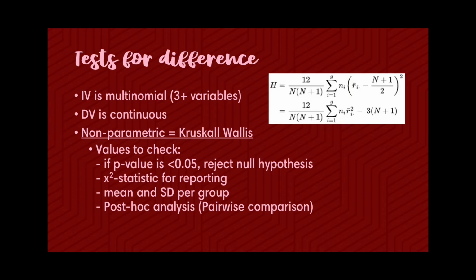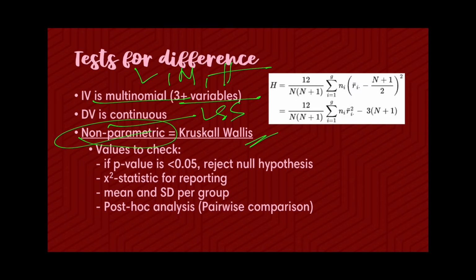And then we have when your IV is multinomial, so 3 plus variables, so low, medium, high income, for example, and then continuous life satisfaction scores, but you did not meet the parametric requirements. The distribution is not normal. Then what you will use is a Kruskal-Wallis test, no? Pag hindi na meet yung normality.